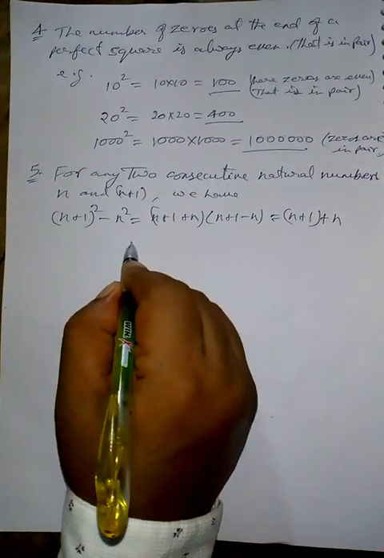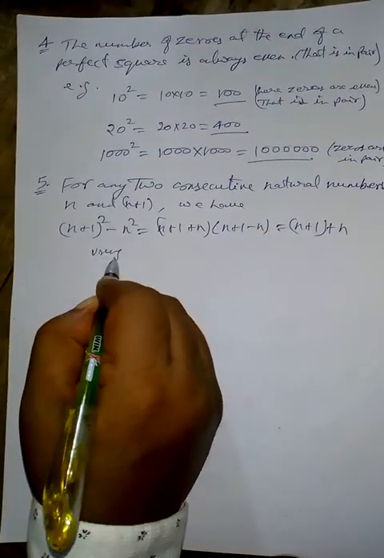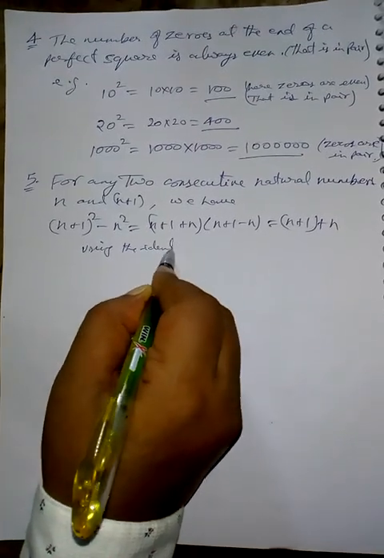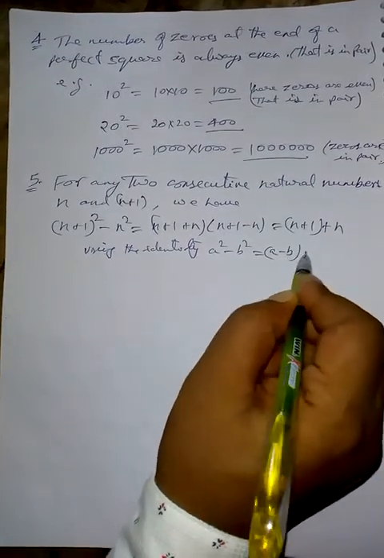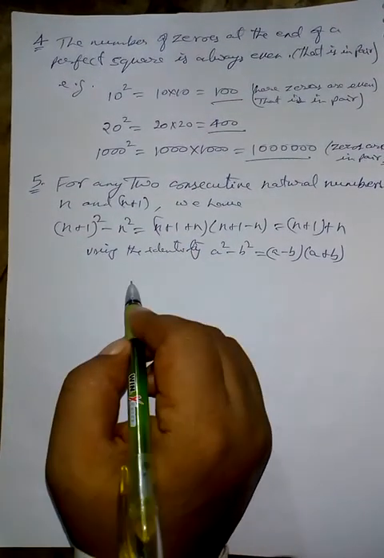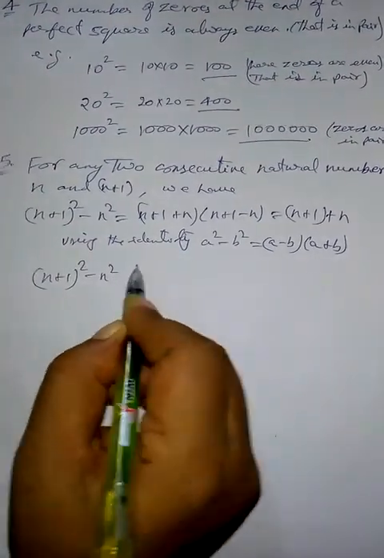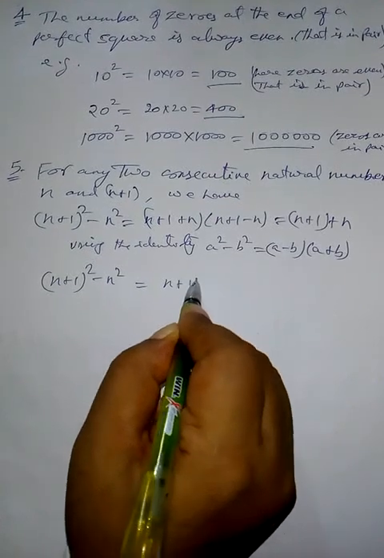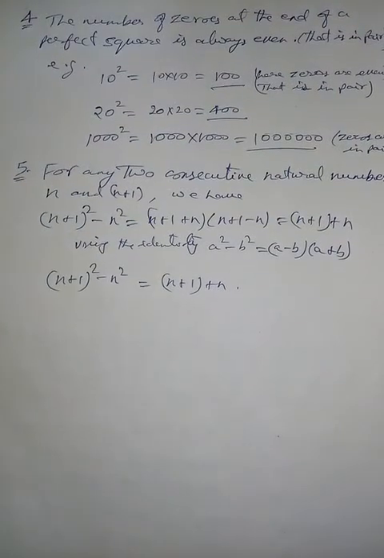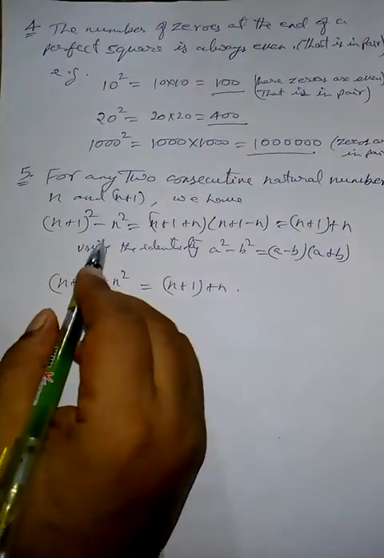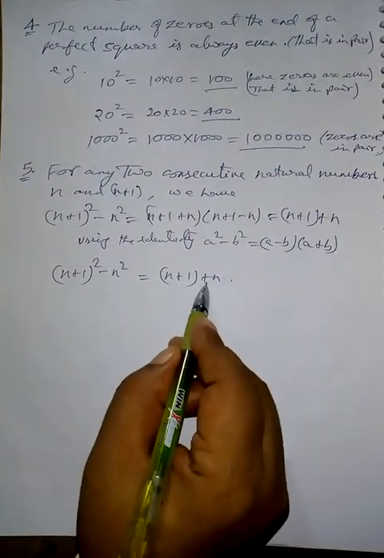Here we see that using the identity a square minus b square, we get a minus b into a plus b. The same thing is applied here. So n plus 1 square minus n square, we get n plus 1 plus n. This is the identity. Means if we find the difference of two consecutive square numbers, we will get n plus 1 plus n.